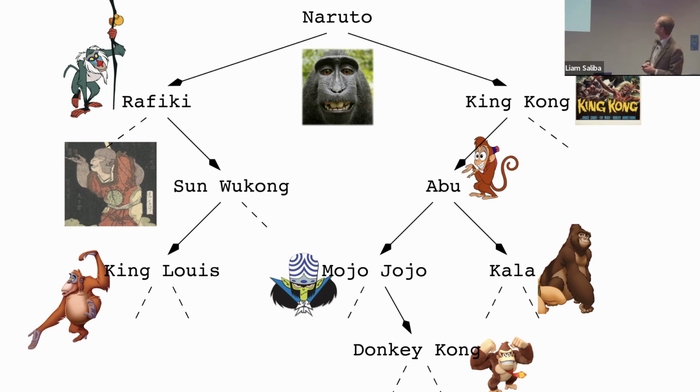King Kong was the parent of Abu, who was gifted to Mojo Jojo and Kala, and Mojo Jojo was born to Donkey Kong. Now you'll note that we don't have a complete tree here. This is because monkeys are really, really bad at genealogy. Some of them have lost their parentage. They don't remember what years they were born. So this is the best that Naruto could do in terms of figuring out his family tree. But he wants to know, out of everyone he knows, who lived the oldest.